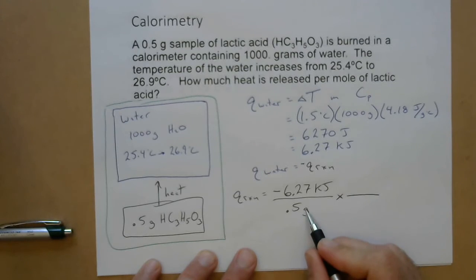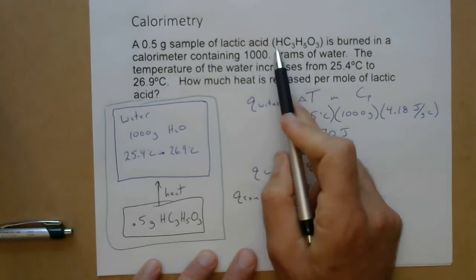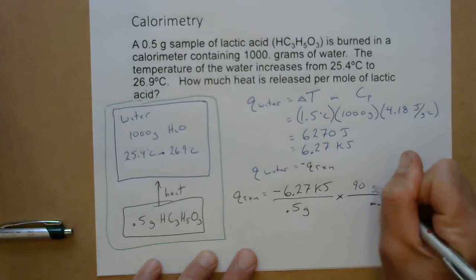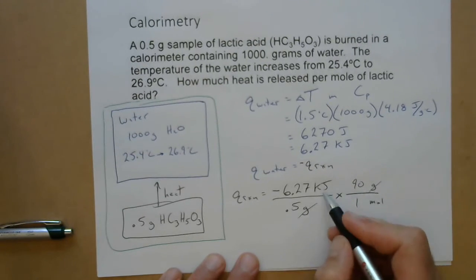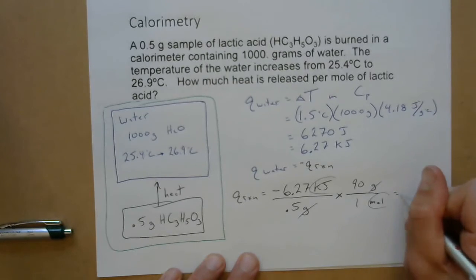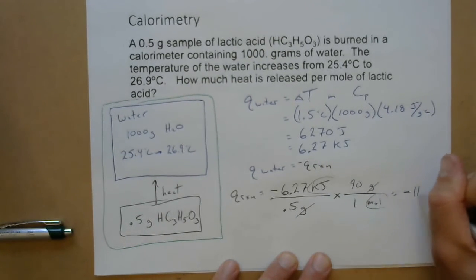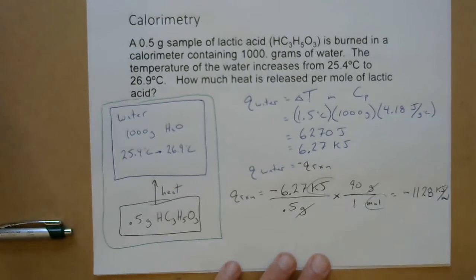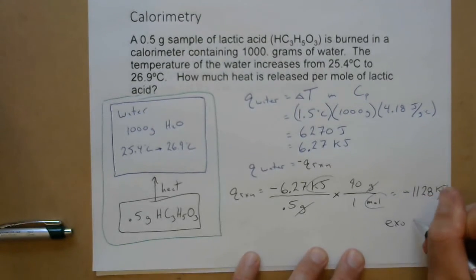So we want to change grams to moles. So we'll put grams here, moles here. We'll add up the molar mass of the lactic acid, which comes out to be 90 grams per mole. And so now grams can cancel out, and you'll be left with kilojoules per mole. And this comes out to be negative 1128 kilojoules per mole. All right, so it's important that you have the negative sign here, showing that this is an exothermic reaction.